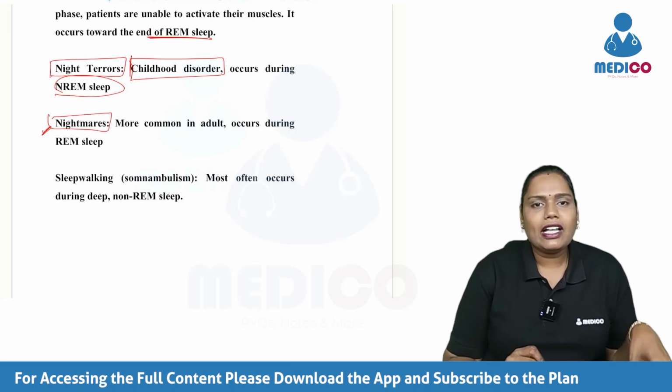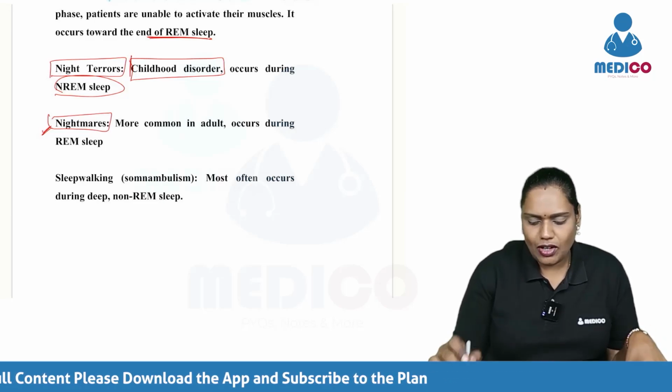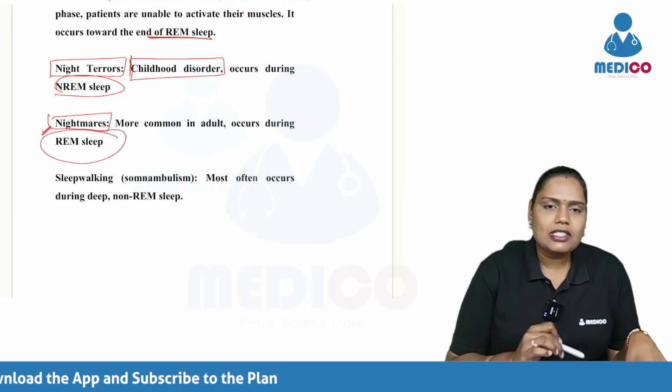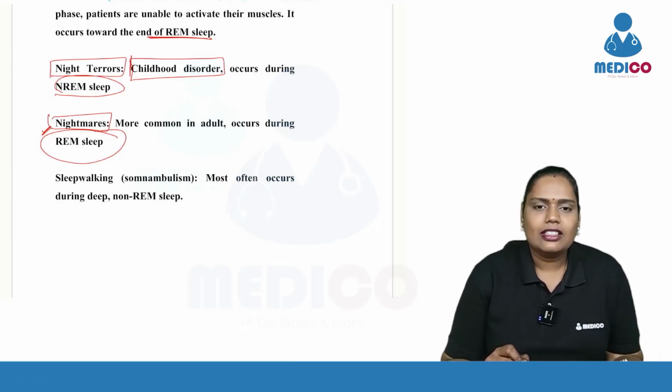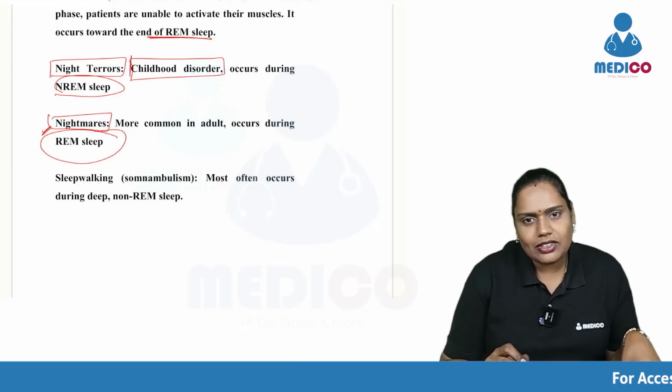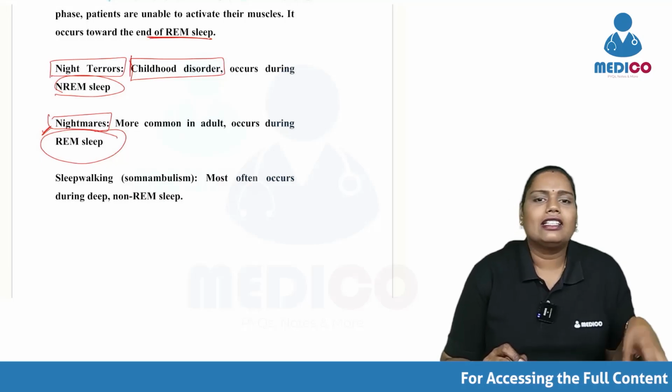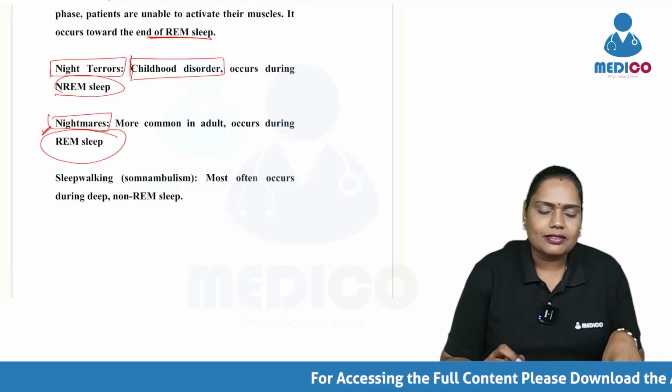Nightmare. What do you mean by a nightmare? Nightmares are more common in adults. It is a REM sleep disorder. Nightmares are a REM sleep disorder in adults. Night terror is a childhood disorder. It occurs in children and it is an NREM sleep disorder.